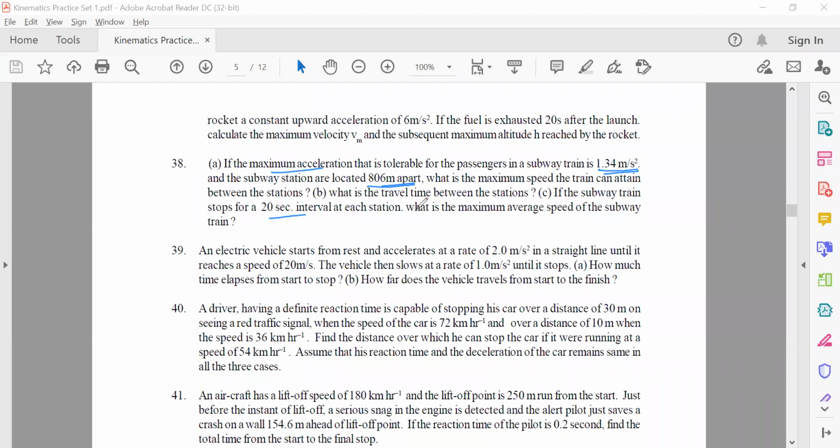Okay, so we'll come to the C part. First, we will calculate the A part, where we have to find the maximum speed. The maximum acceleration is given. The displacement is 806 meters apart. I'm just switching to my whiteboard.